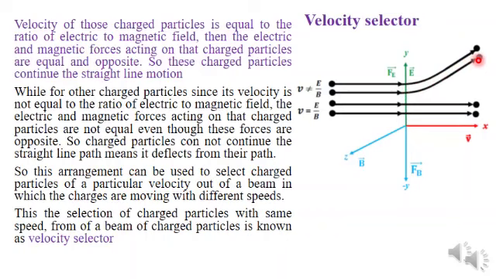So, this arrangement can be used to select charged particles of a particular velocity out of a beam in which the charges are moving with different speeds. This selection of charged particles with the same speed from a beam of charged particles is known as a velocity selector.